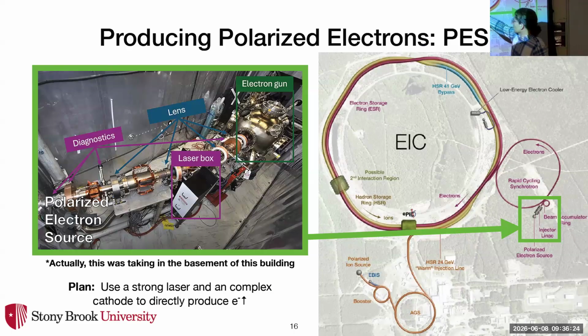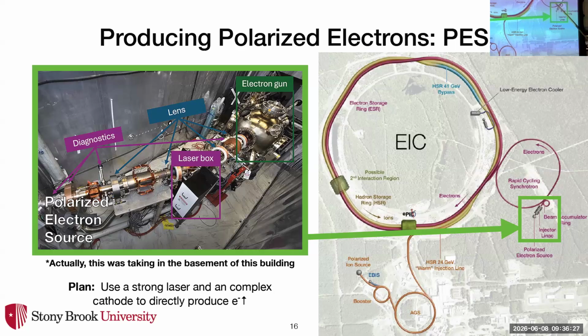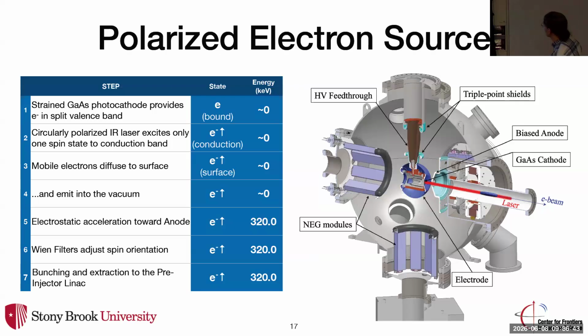it's all going to happen in this electron gun, which will be over here at this other accelerating stage. This picture is actually taken in the basement of this building. I don't think they'll let us in there, but it's been developed here, even though it's being developed by Brookhaven folks. All right, how does that go?